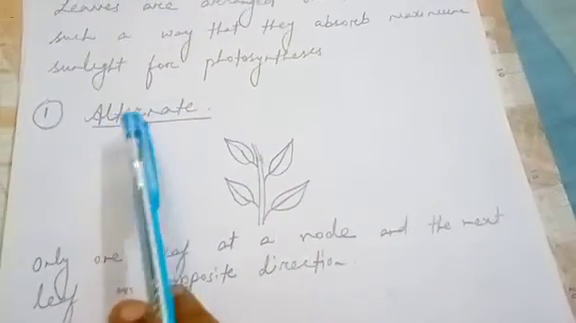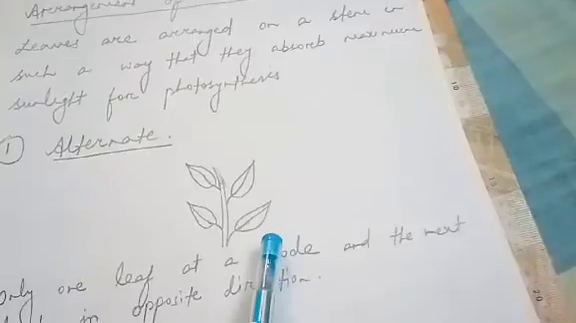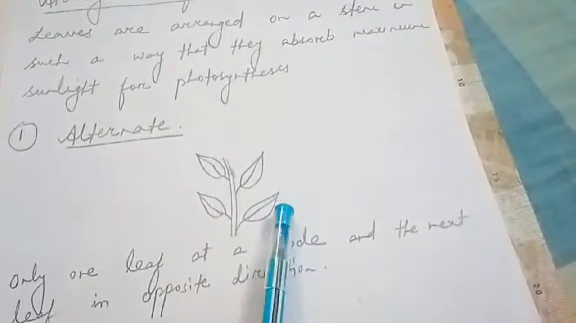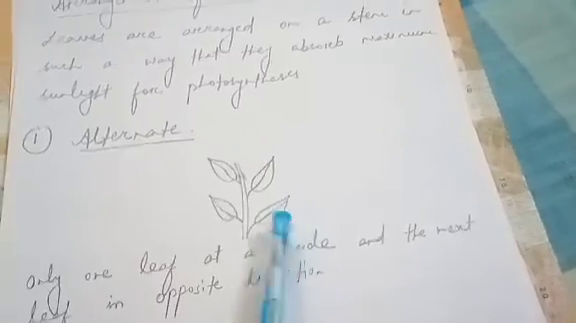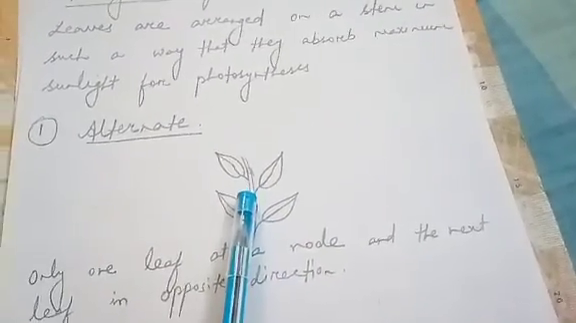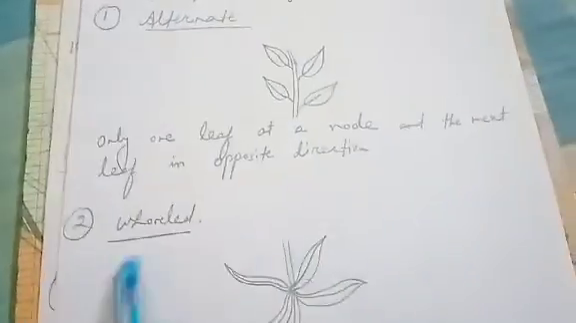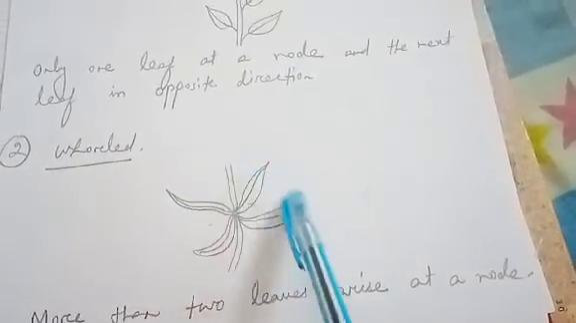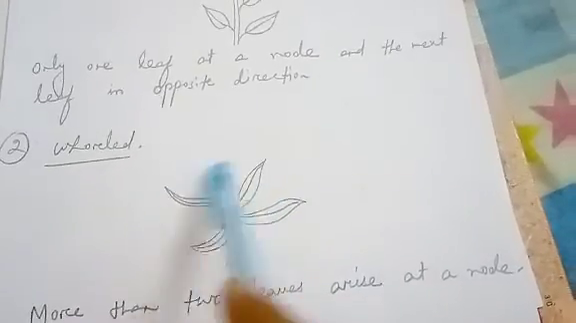Now see first one, alternate. What happens in alternate? From one node, one leaf arises. Suppose from this side one leaf has arisen. Now second leaf arises from the opposite side alternately, and at one node there is only one leaf. Next we come to whorled. Whorled means at one node there will be more than one leaf. This is called whorled arrangement.